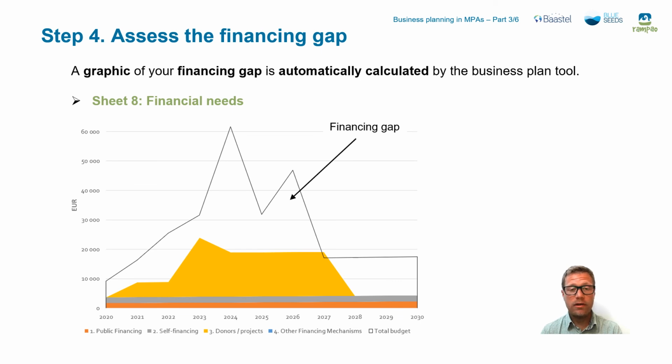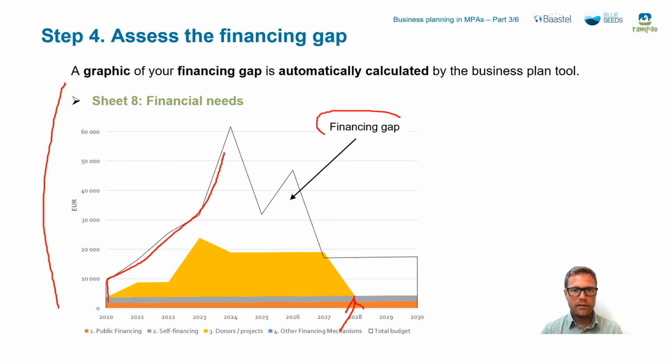The business planning matrix automatically calculates the financing gap of the MPA in the last sheet summarizing its financial needs, sheet number 8 shown here. The different revenues per type of funding category are visible at the bottom of the figure in colored areas. You will notice that project fundings from donors in yellow end in the year 2028 here. The costs correspond to this black line, and therefore the financing gap is the difference between the two and corresponds to the white area shown by the black arrow.